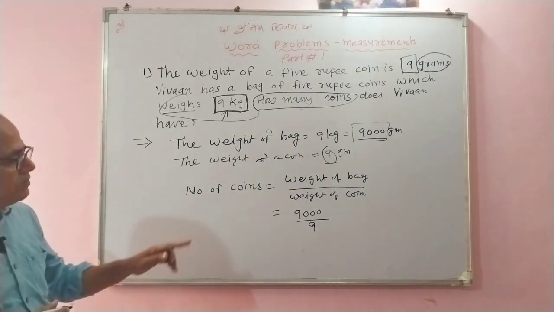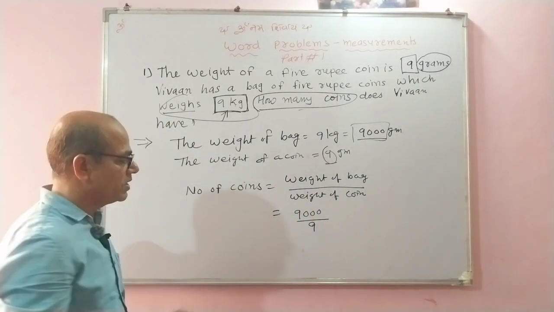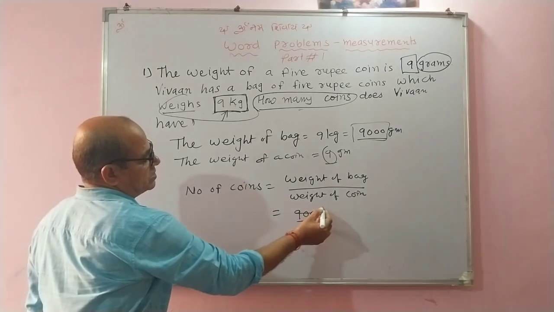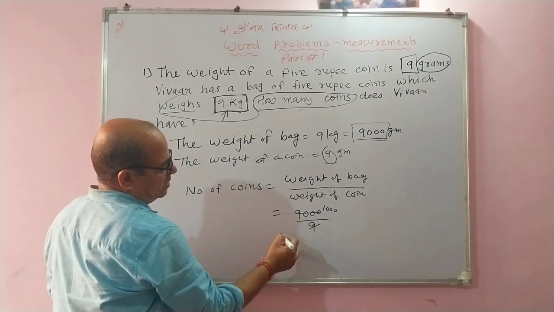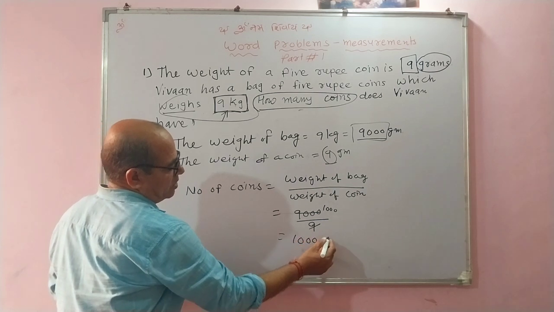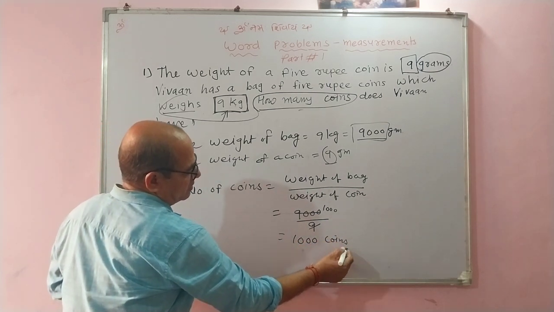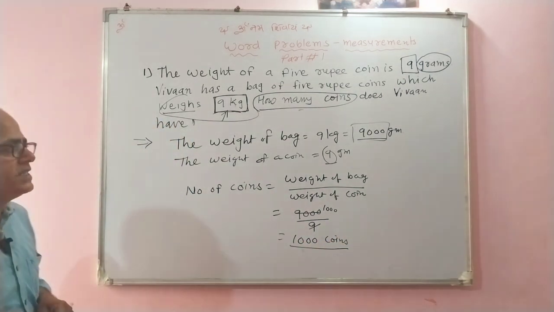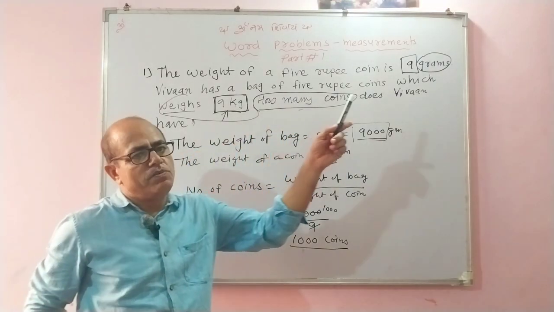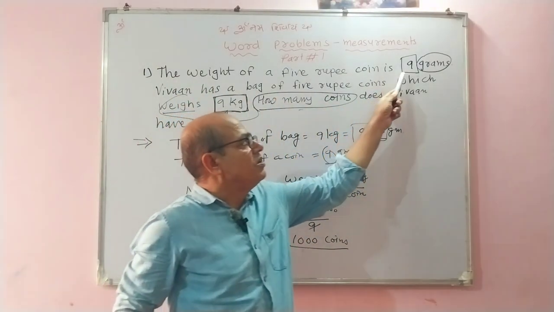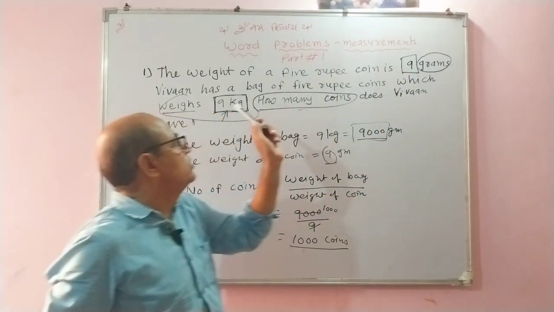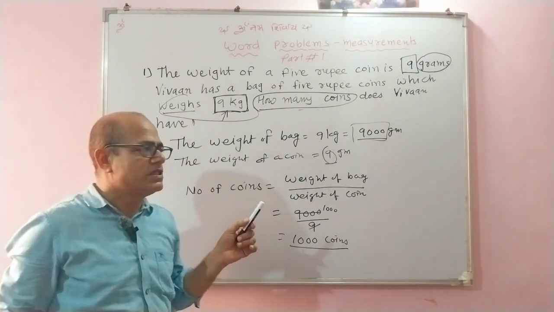So 9000 divided by 9. So what is 9000 divided by 9? 1000 times 9 is equal to 9000. So the answer is 1000 coins. It's very simple, but as I said, both the units should be similar. If this is kg, then that should also be kg, or if this is gram, then this should be gram. Both should be the same only.